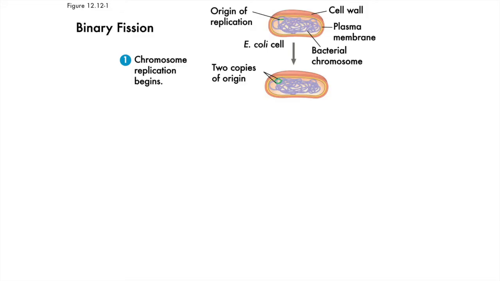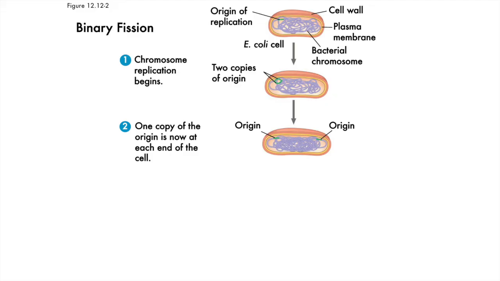So let's walk through this process in a common bacterium, Escherichia coli, also known as E. coli. A certain sequence of the nucleotides in the chromosome is called the origin of replication. The DNA replication enzymes start copying the DNA at this site. And then the two copies separate and migrate towards opposite ends of the cell.